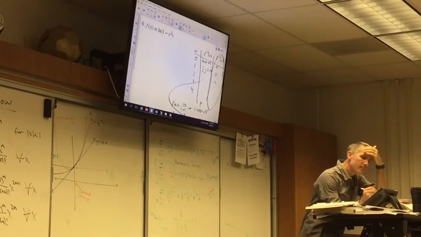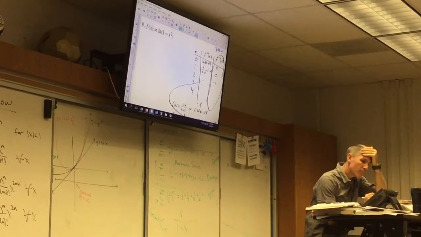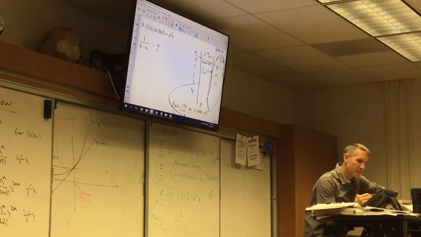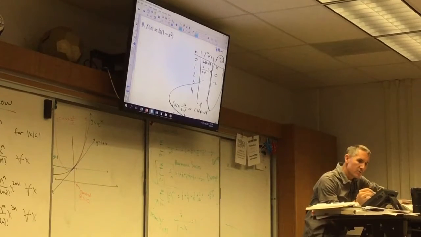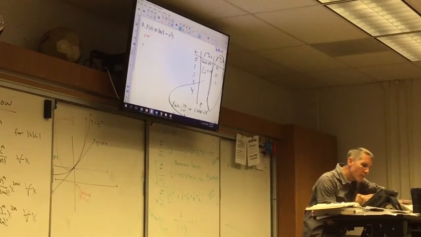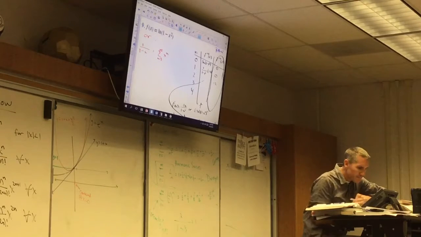The other way is knowing that 1 over 1 minus x is just the summation. Should I do another color? Maybe I'll do another color. So we know that 1 over 1 minus x is equal to the summation as n goes from 0 to infinity of x to the n.